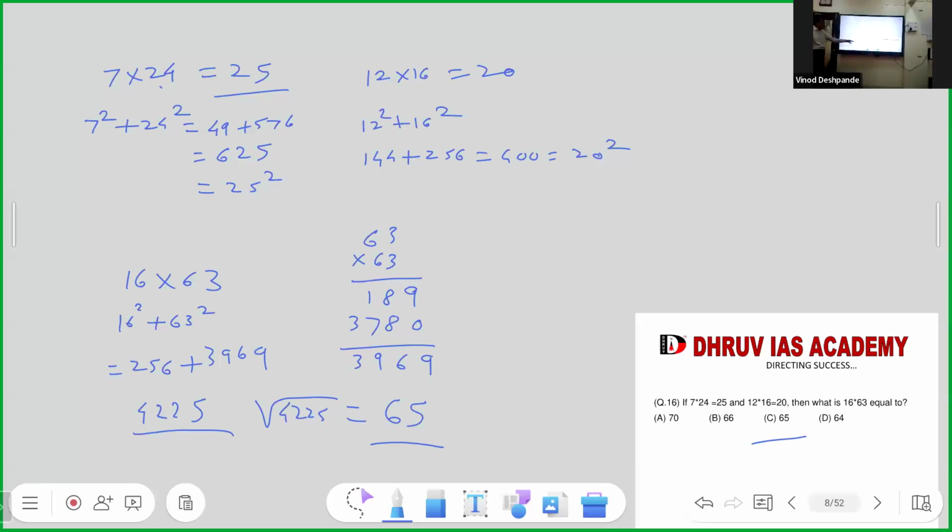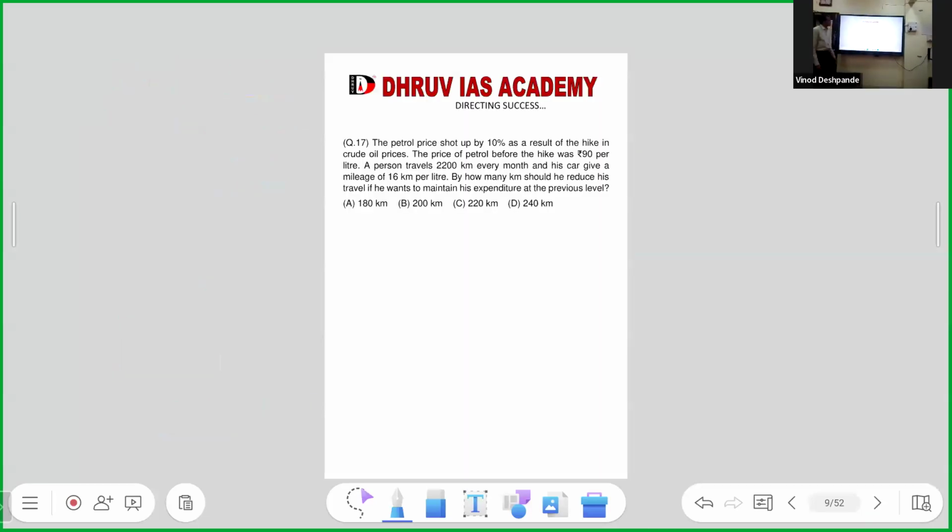See, there is a trick for finding out the squares of the numbers ending with 5. If you want to find out say the square of 65, 5 square is 25, and 6 into the next consecutive number, 6 sevens are 42. Same way, for example 25: 5 5s are 25, 2 3s are 6, so 625. If you remember and memorize all these squares and cubes, it will be much faster. So the answer is 65, option C. We move to the next question.